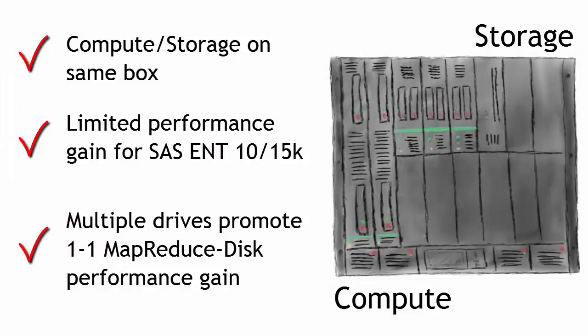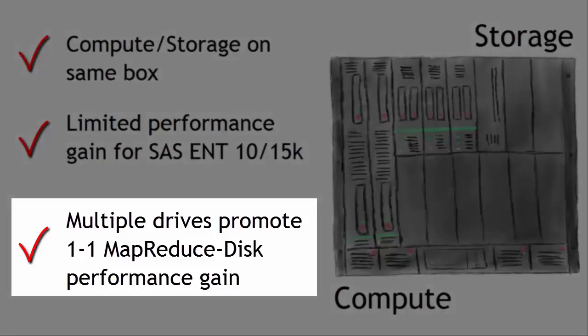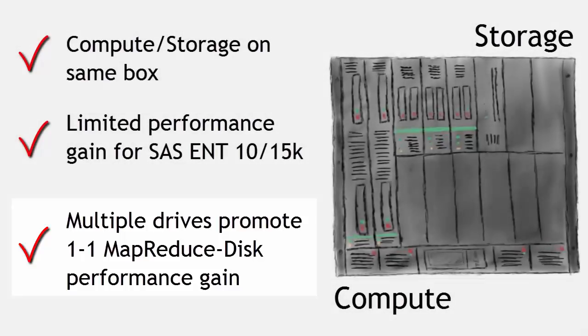And then, of course, remember that we need to have multiple drives within the environment so that we can do what they call MapReduce to disk mapping, because we gain some great performance by having MapReduce tasks specifically assign themselves to disks within the architecture.